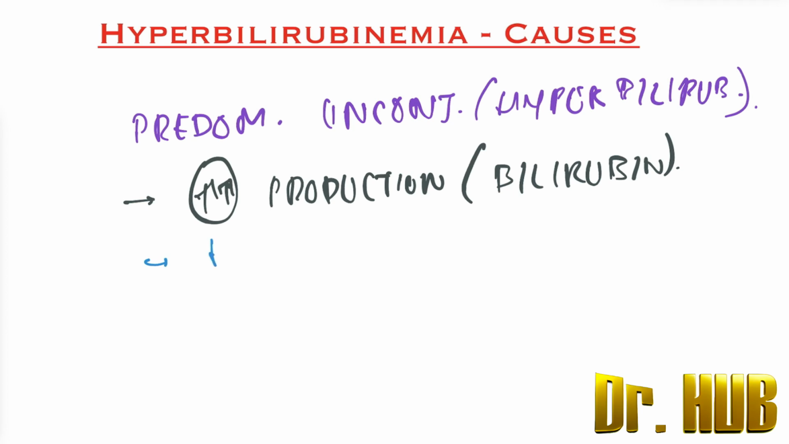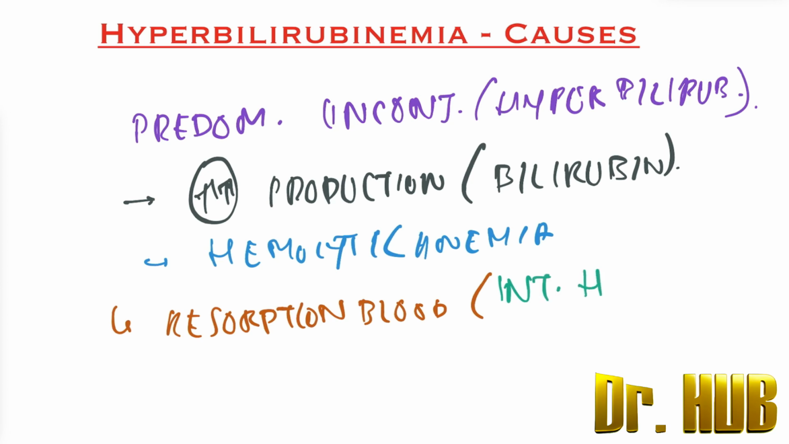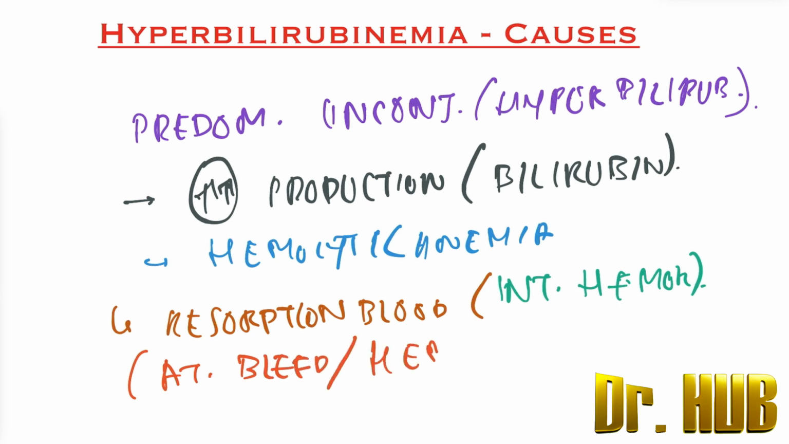Next is the presence of hemolytic anemias, and then there is resorption of blood. The resorption of blood is from internal hemorrhages, for example alimentary tract bleeding as well as hematomas.